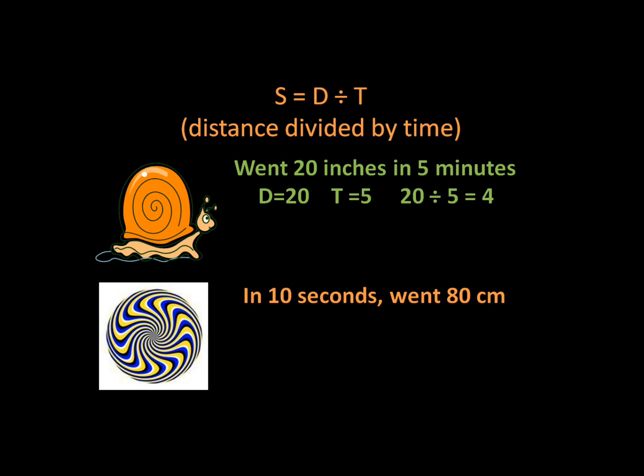Look at the units. The distance was measured in inches, and the time was measured in minutes. So the average speed of the snail was 4 inches every minute, or 4 inches per minute. At this speed, 4 inches per minute, the snail will have traveled 20 inches after 5 minutes.